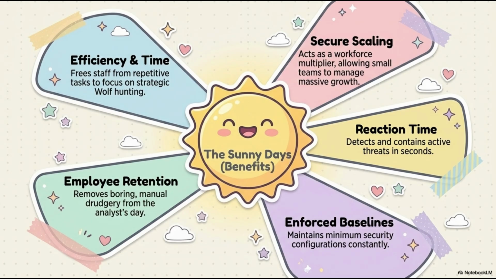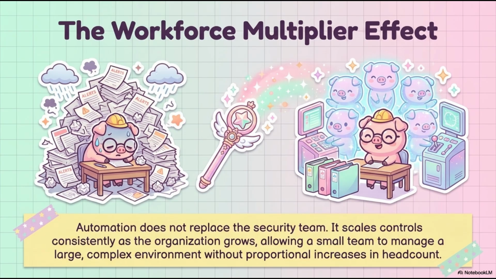Automation enables secure scaling. As organizations grow, the number of systems, users, and services increases significantly. Automated processes allow security controls to scale consistently without requiring proportional increases in staffing. This acts as a workforce multiplier, allowing a small team to manage a large and complex environment effectively. Automation and scripting also enhance employee retention by reducing repetitive tasks and enabling focus on more engaging strategic work.